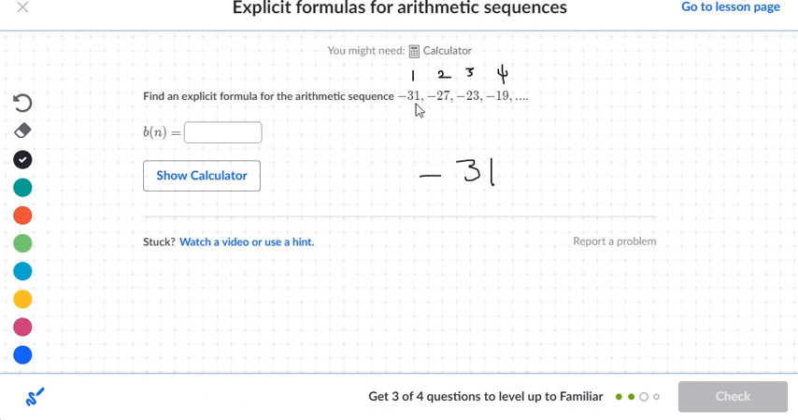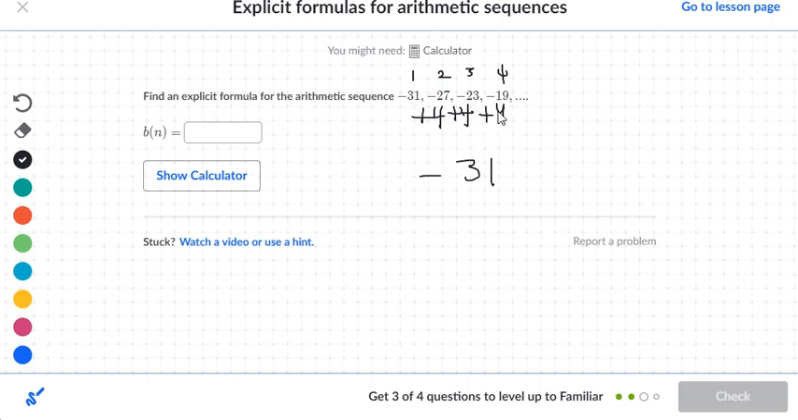Now we want to figure out what our rule is. From a negative 31 to a negative 27. Well, if you notice here, this is the smaller, this is the larger. Yes, they're both negative, but they're going in a larger direction. So what we're doing is we're actually adding 4 here. Negative 31 plus 4 is a negative 27. Negative 27 plus 4 is a negative 23.